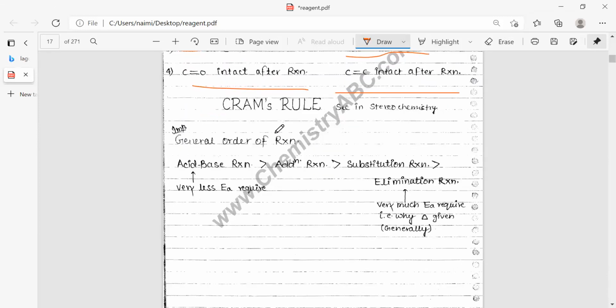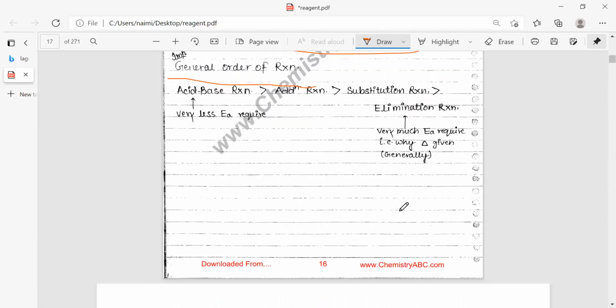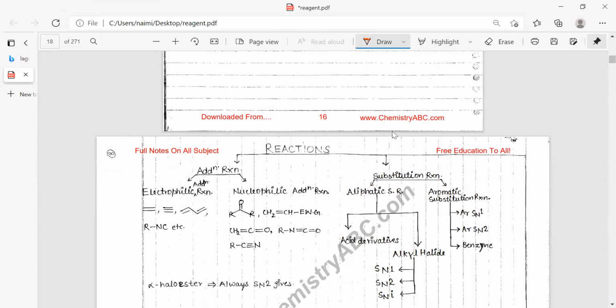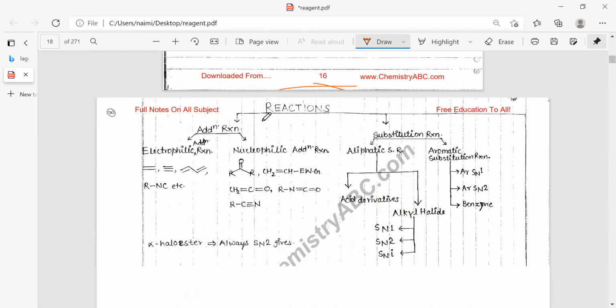Okay, next we will talk about Cram's rule. Cram's rule says what the general order of reactions is: acid-base reactions, addition reactions, then substitution reactions, elimination reactions, which generally require a lot of activation energy. First of all, you should know about the types of reactions. So first we will study the types of reactions in Cram's rule.